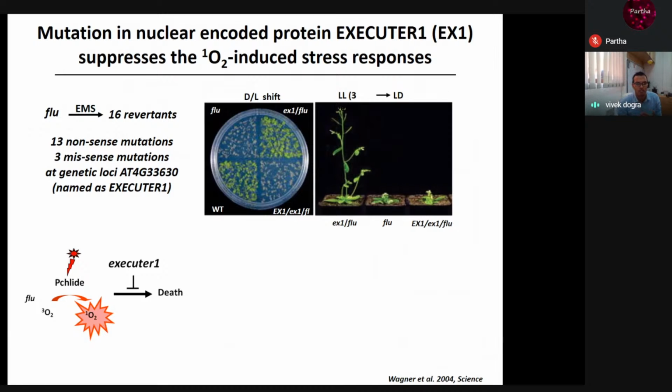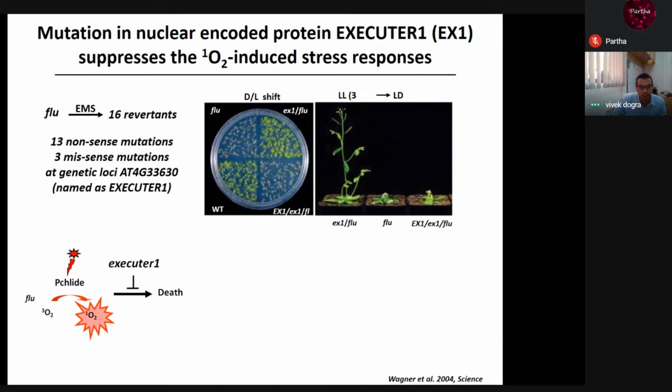When this gene was knocked out and losing its function, the plant was surviving. So this gene was named Executor 1. Then when this gene was put back into this double mutant background, it again behaved like flu. So it was confirmed that EX1 is the gene, or the protein, by which the signaling is being transferred or translated.